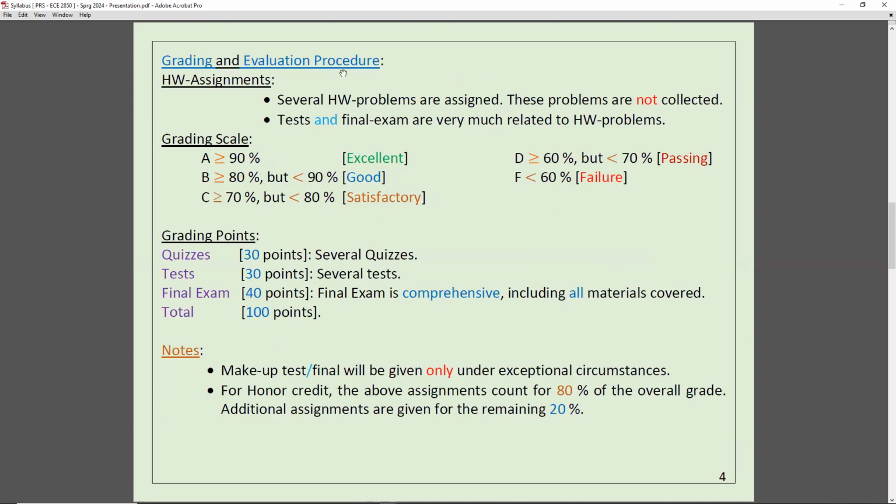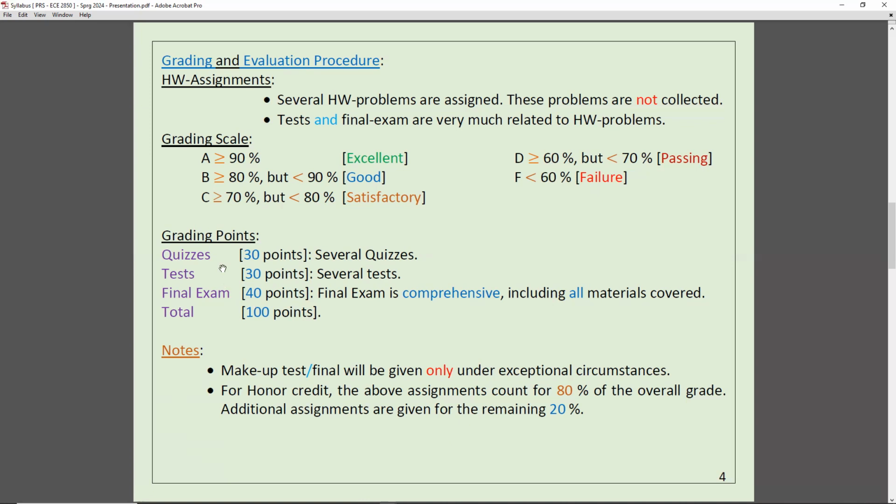for grading. Similar to most professors, this is a standard grading scale, and that's what I'm going to use. If you get 90% or more, you are going to get an A in this course. Between 80 and less than 90 is a B. C is between 70 and less than 80. D is between 60 and less than 70. Less than 60 is failure. This is the way I'm going to grade this course.